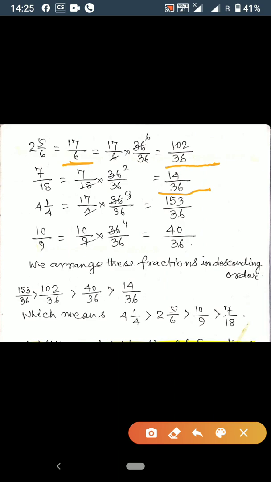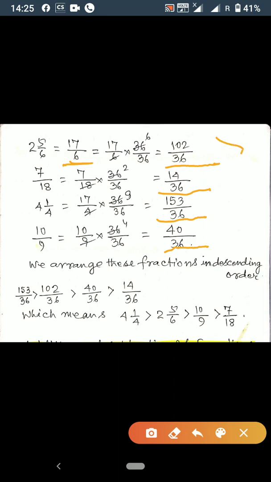4 whole 1 by 4 can be written as 17 by 4 multiply 36 by 36. 4 ones are 4, 4 nines are 36. 17 nines are 153. 10 by 9 can be written as 10 by 9 multiply 36 by 36. 9 ones are 9, 9 fours are 36, equal to 10 fours are 40 by 36.